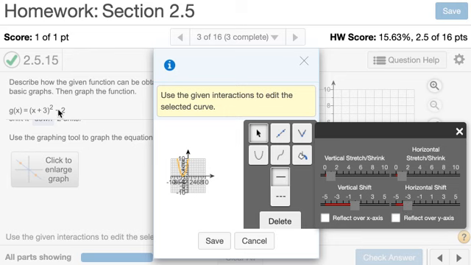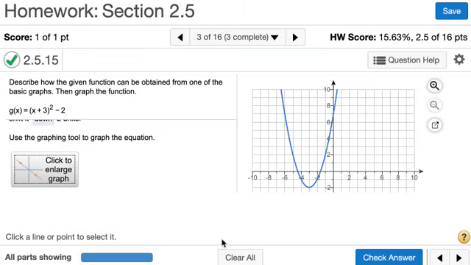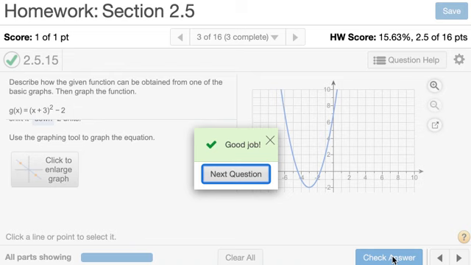Then we're going to vertically shift it down 2. So I'm going to slide this bar down 2. I'll save that answer and it draws the graph in there, and then we'll check it. You've got to make sure you do it in that order. So if you're getting an error message, make sure you're doing the horizontal shift before you do the vertical shift.